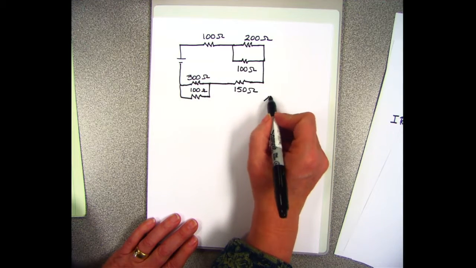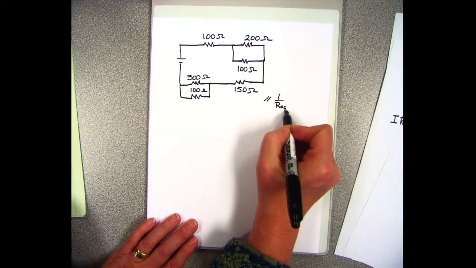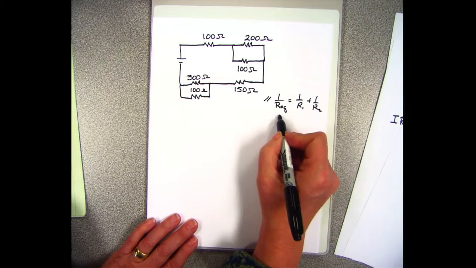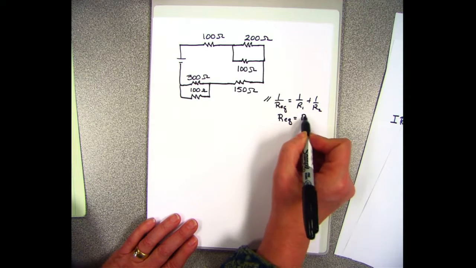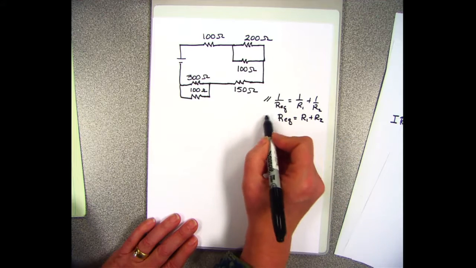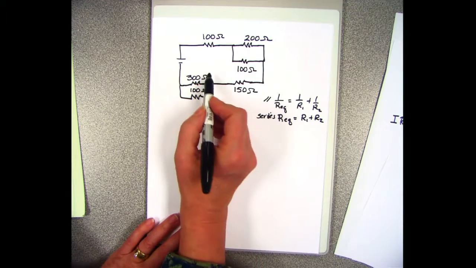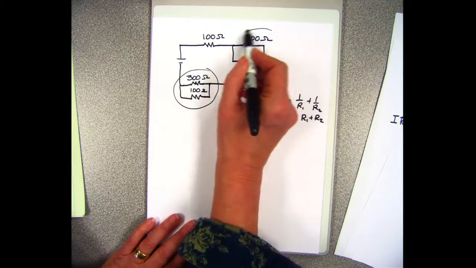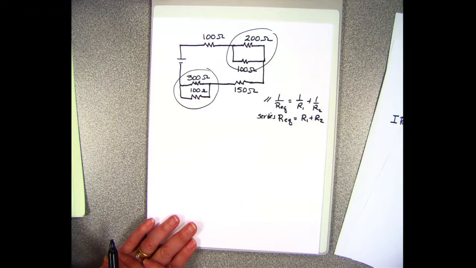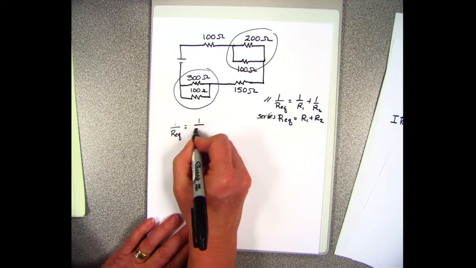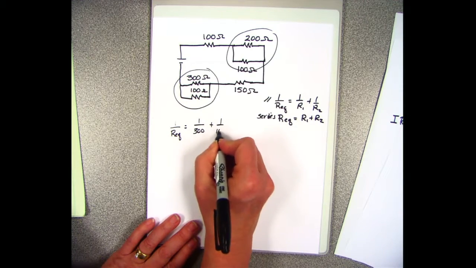And for parallel, we have 1 over REQ is equal to 1 over R1 plus 1 over R2. And for series, we get REQ is equal to R1 plus R2. So that kind of helps us remember which way we're going to go. The way to work these problems is you pick a spot to start. So I'm going to do this right here, and this right here. Those are both in parallel. So I'm going to do 1 over REQ is equal to 1 over 300 plus 1 over 100.